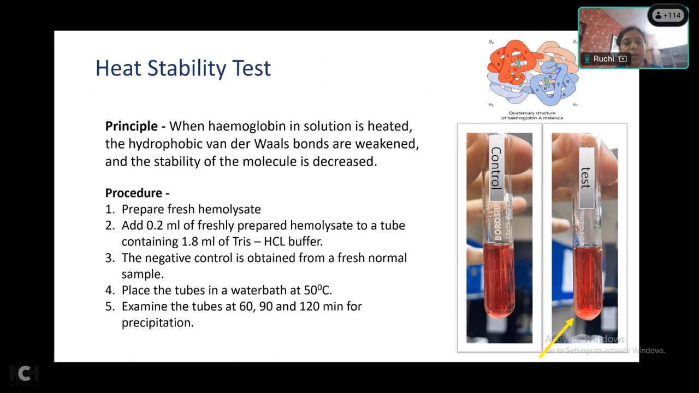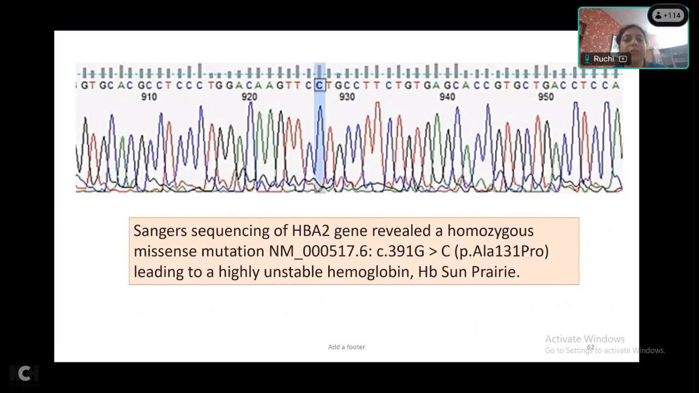That is where you then get stuck and you find it difficult to label. This is courtesy Professor Reena Das lab. This sample we had forwarded and this was diagnosed as hemoglobin sun-triarid where they worked up the case and there was a homozygous missense mutation.